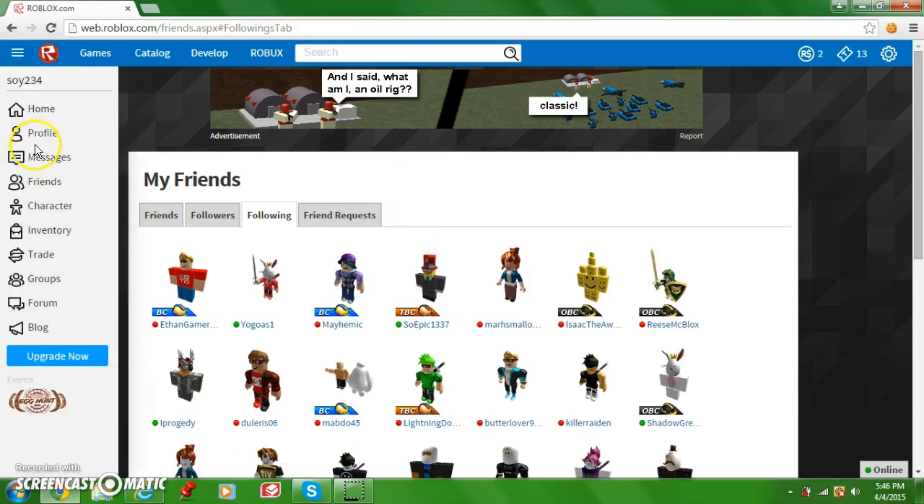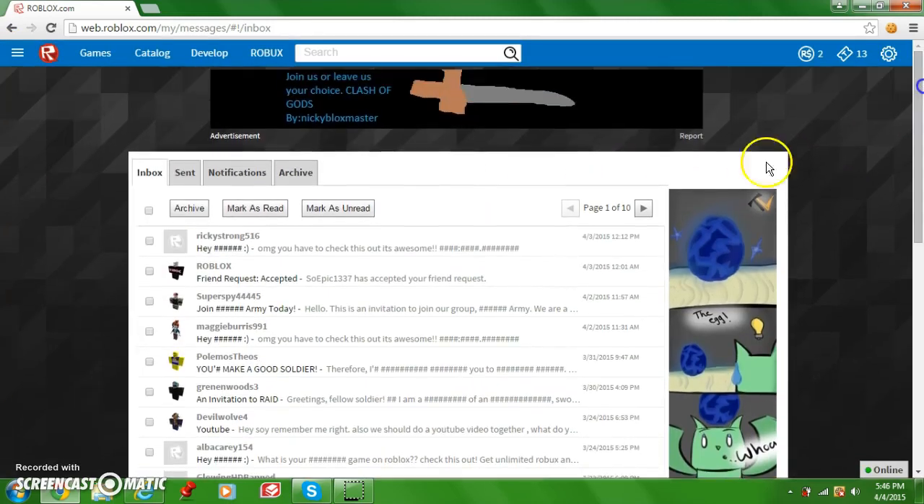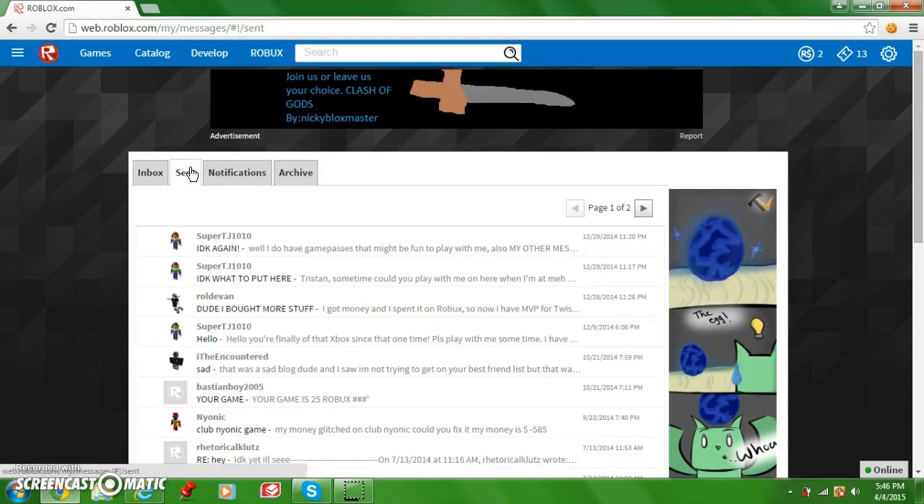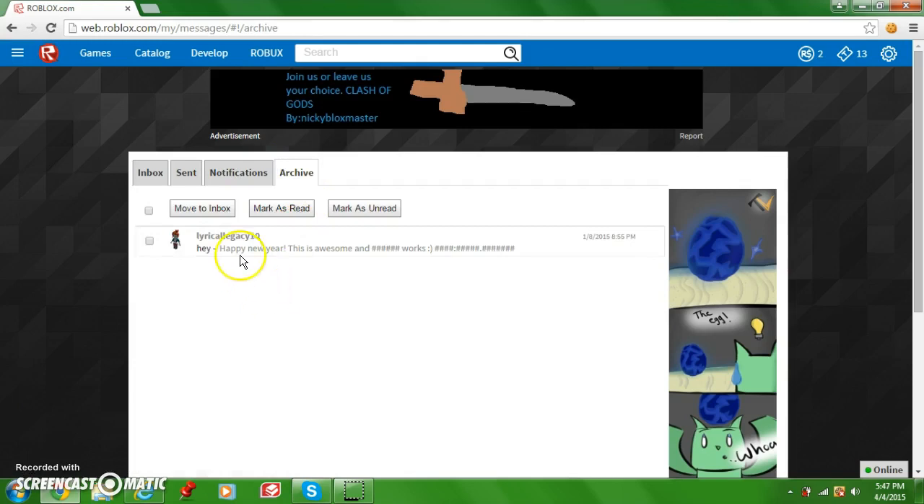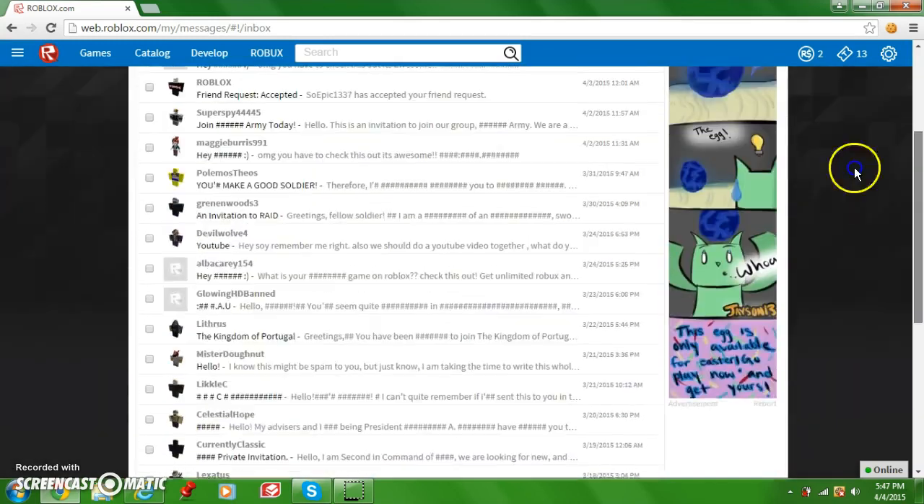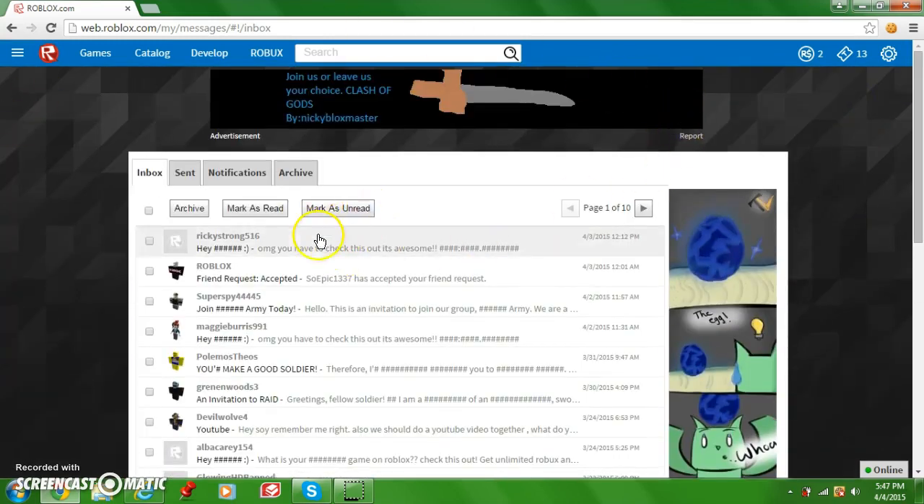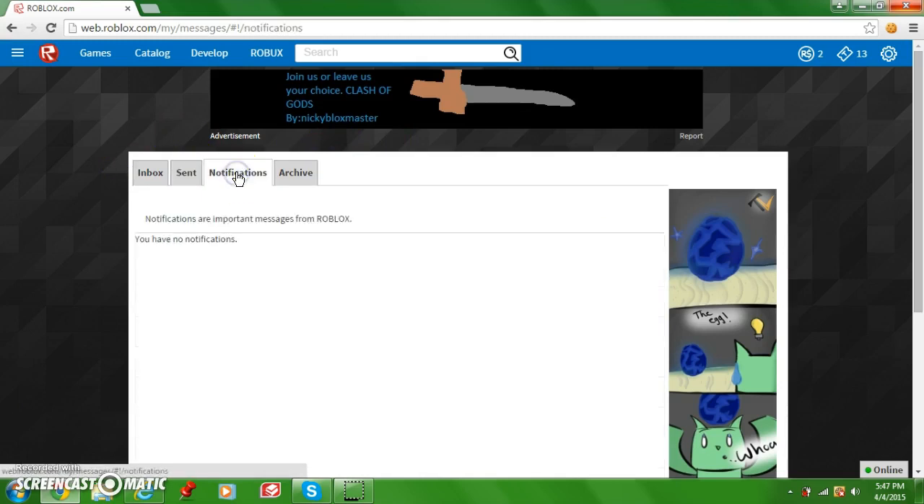And also, there's the messages. People can send you messages, or you can send messages. Also, there's notifications right there, and archive. There's a bunch of messages in my inbox. But yeah, you can mark them as read and mark them as unread, and then you can archive them. Also, you can send them and all that. It's pretty cool.